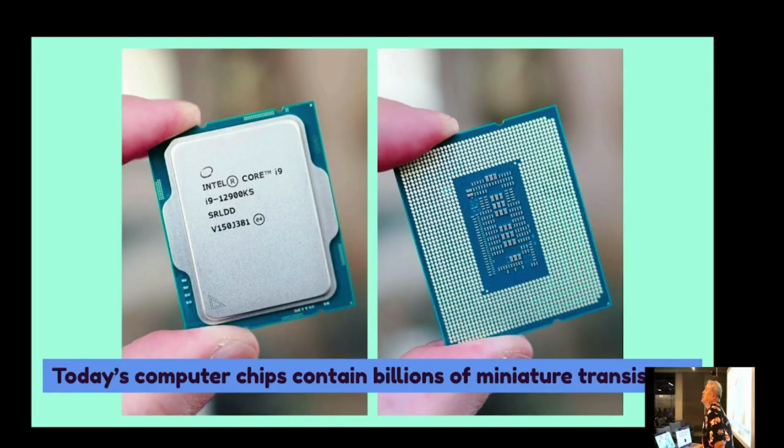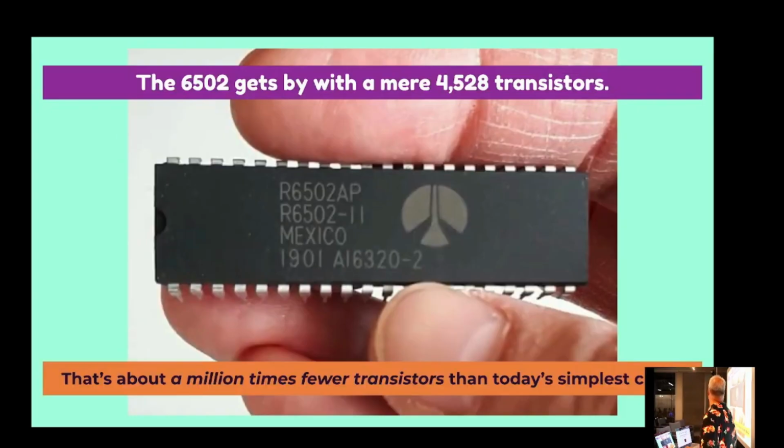So once again, today's chips, billions of transistors. The 6502, thousands of transistors. So a million times fewer, easier to work with, easier to understand.